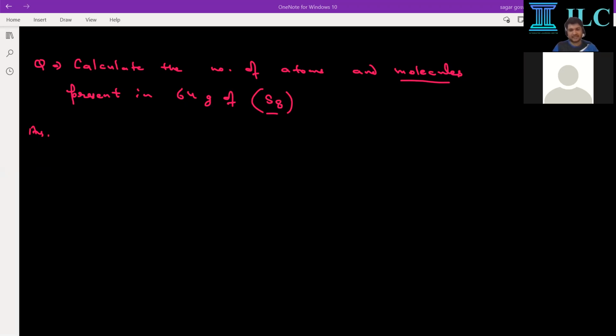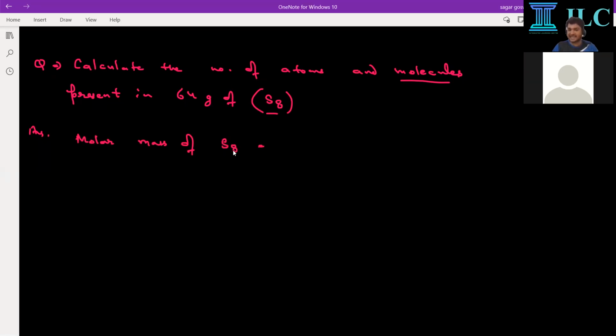So now, if it is 32, what is the molar mass of S8?